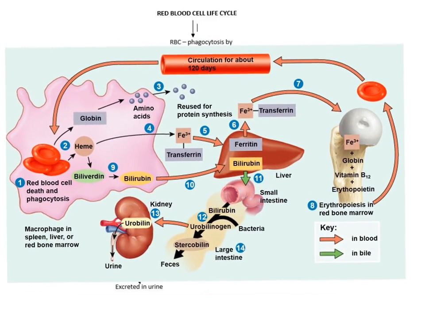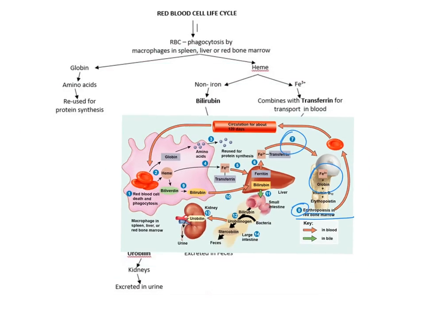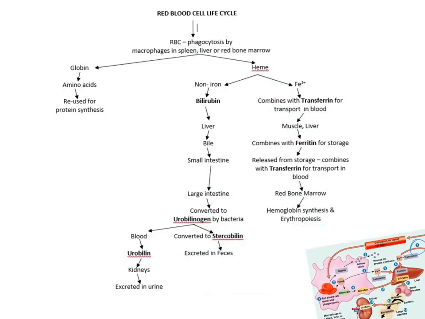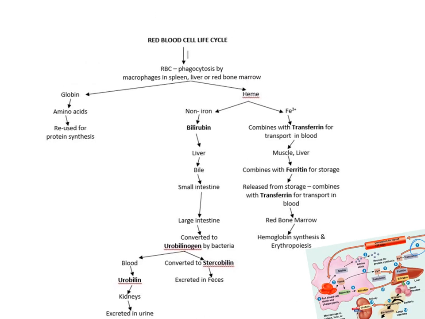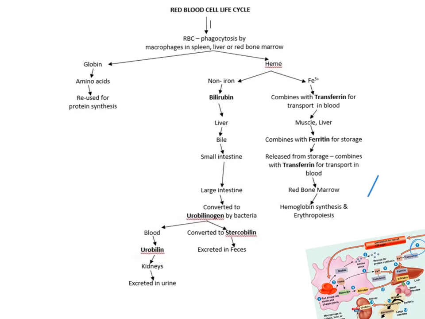The transferrin is then going to transport the iron back to the red bone marrow, number 7 here, and in the red bone marrow the iron and the globin will recombine to form the hemoglobin, and the red blood cells will be reproduced by the process of erythropoiesis. Number 8. Looking here, we have number 7, which is the transport back to the red bone marrow, and then erythropoiesis, and the hemoglobin synthesis is number 8.